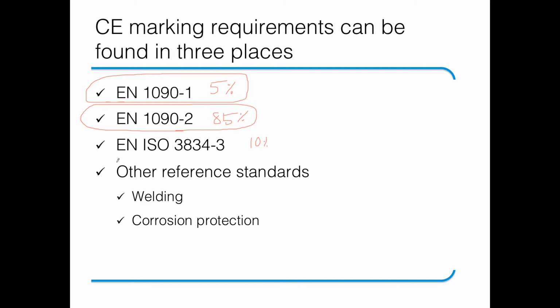Then we have the third place. I have just included this EN ISO 38343 here, just to elaborate that you must have a welding quality management system in place if you do welding, even though it's not that big a part of the whole CE marking project. The reason is that we have already covered most of the welding related requirements in the EN 1092, like that the welders must be qualified and welding must be performed according to the WPSs and so on. So the extra requirements that come from this standard comprise roughly around 10% of all the requirements that are related to the CE marking.